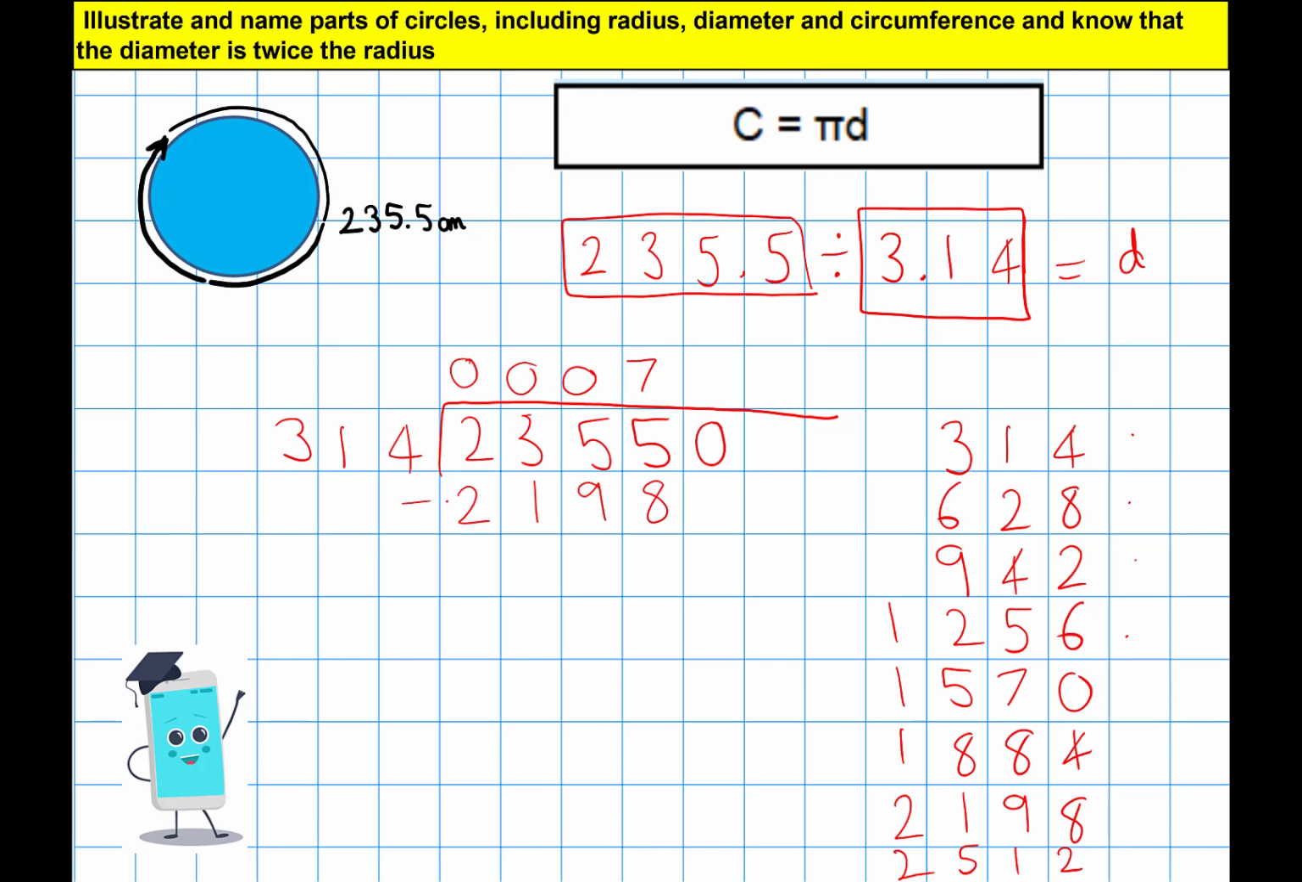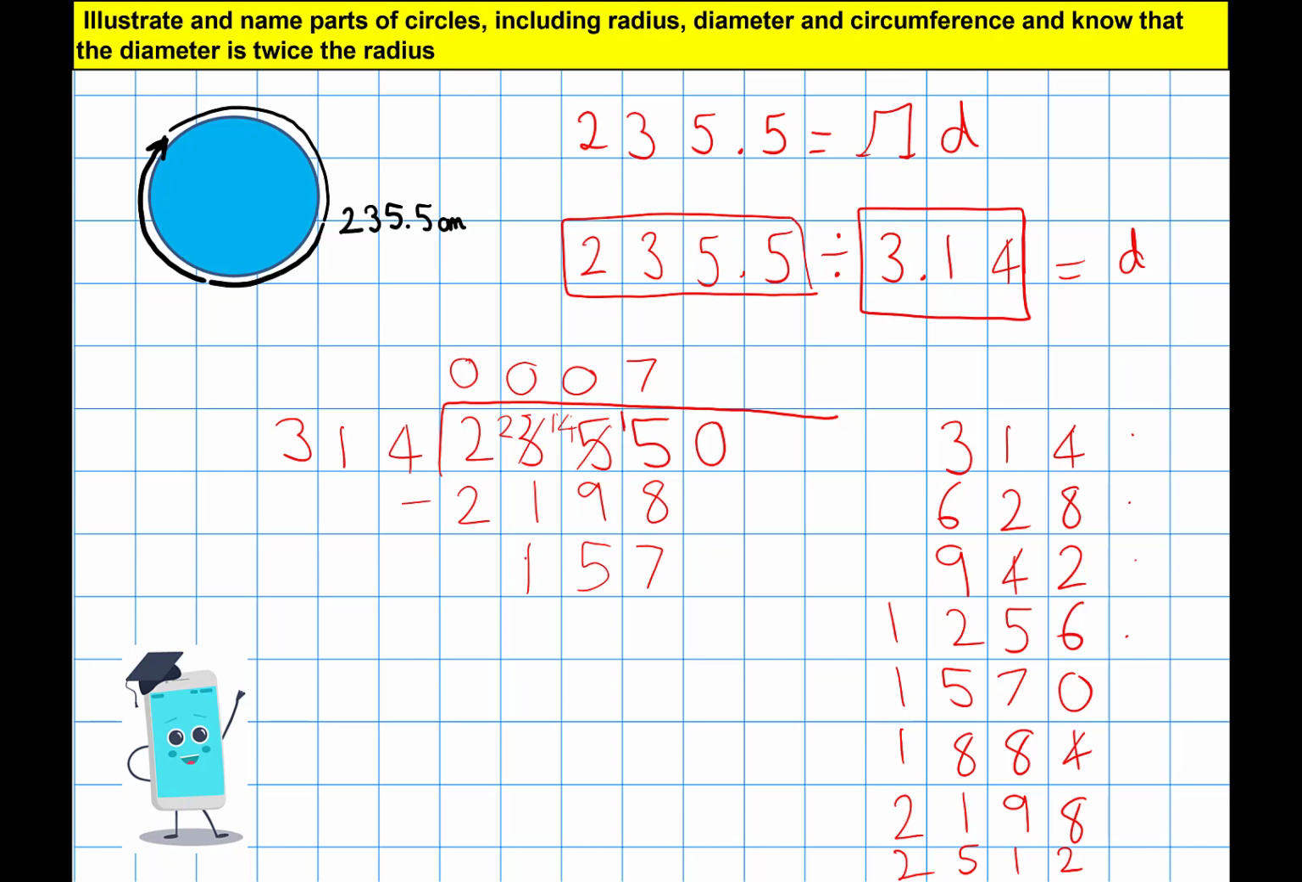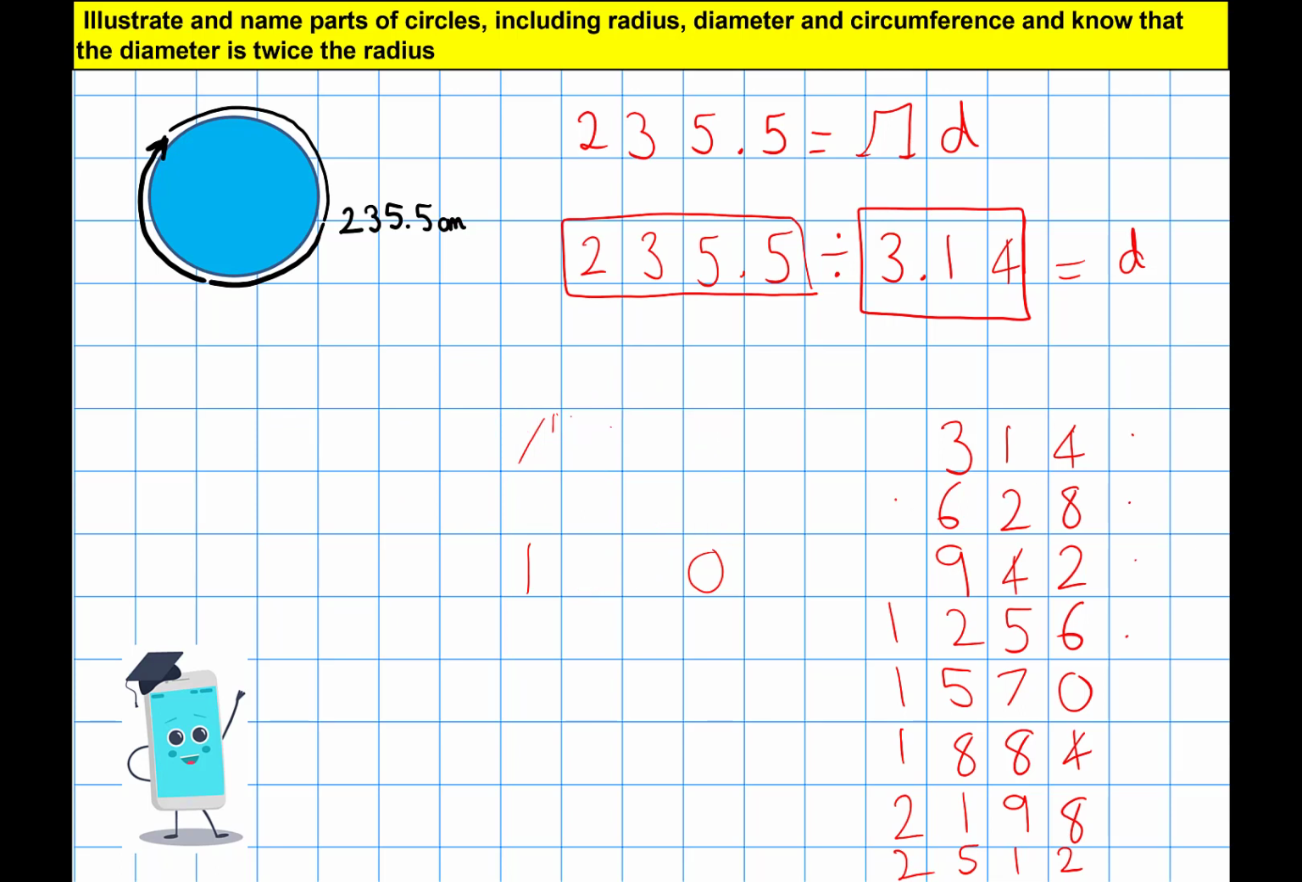I'm going to subtract. Can't do 5 take away 8, so I'm going to borrow 1. 15 take away 8 is 7. I can't do 4 take away 9, so I'm going to borrow 1. 14 take away 9 is 5. 2 take away 1 is 1, and that is 0. I'm going to carry this down. So now I'm doing 314 into 1,570, and you can see that it is 5. Okay, so my diameter is 75. So I could actually write that bit in.